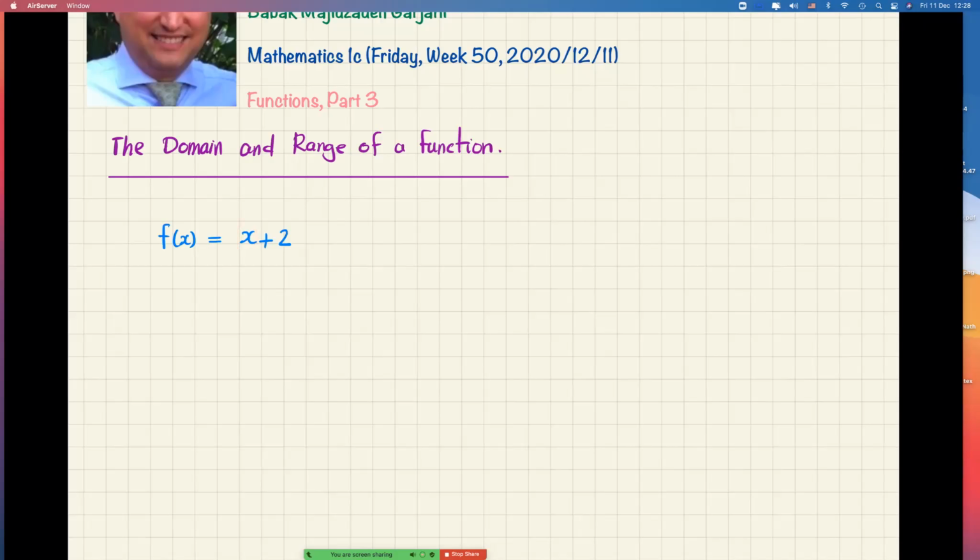So I would say that the domain, and I write capital D for domain, and then a subscript f, the name of my function, so the domain of this function is the set of all real numbers. There is no limitation for the numbers that I can put inside instead of x for this function.